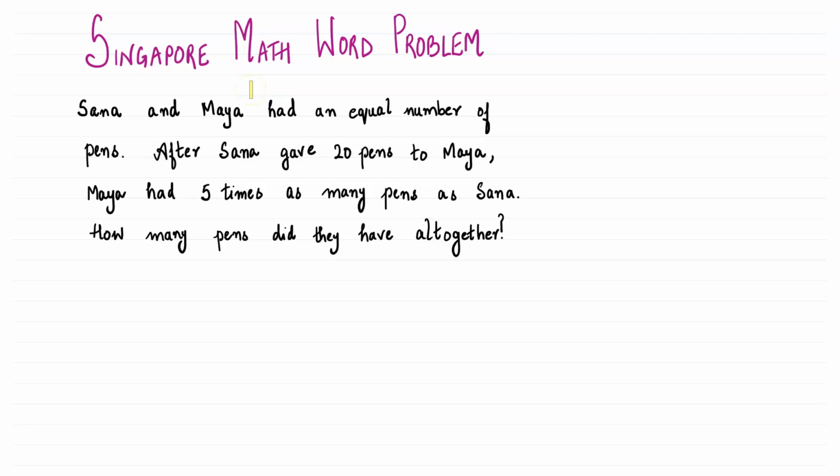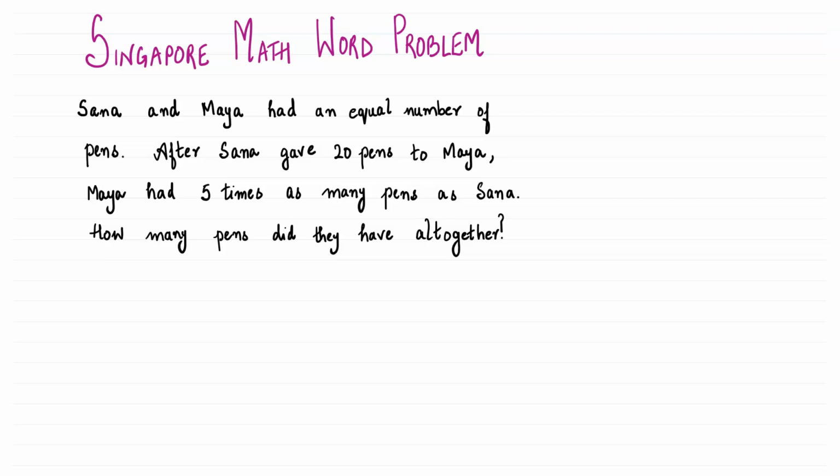Hello everyone, let's try to solve this Singapore math word problem. The problem says Sana and Maya had an equal number of pens. After Sana gave 20 pens to Maya, Maya had 5 times as many pens as Sana. How many pens did they have altogether?